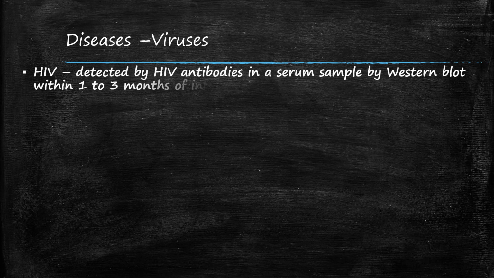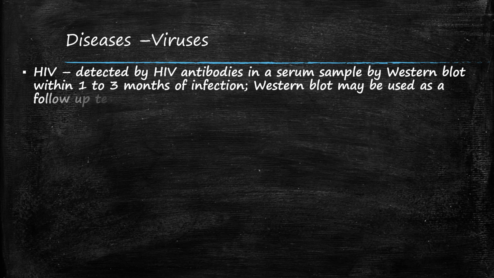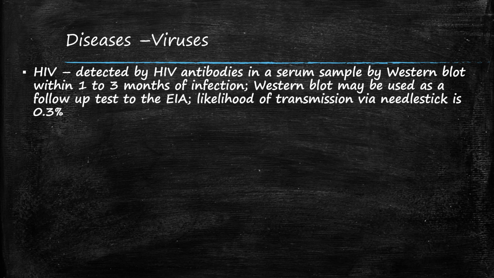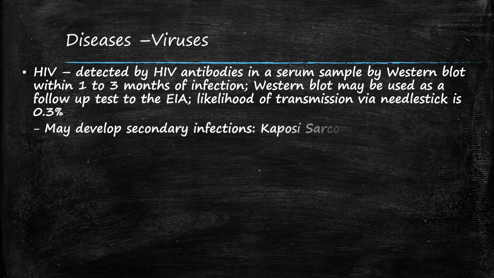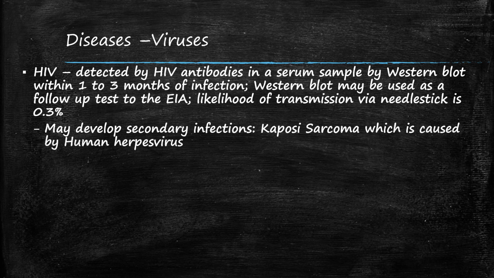HIV, detected by antibodies in a serum sample via the Western blot, 1 to 3 months post-infection. It can be followed up with the ELISA. Likelihood of transmission is less than 1%. May develop secondary infections like Kaposi sarcoma.